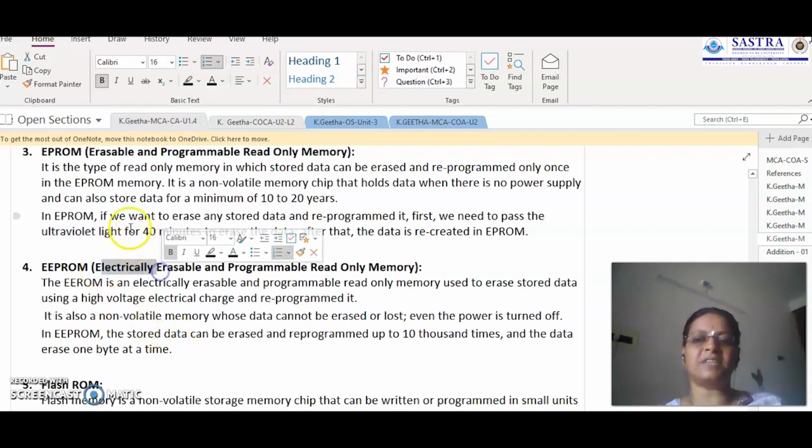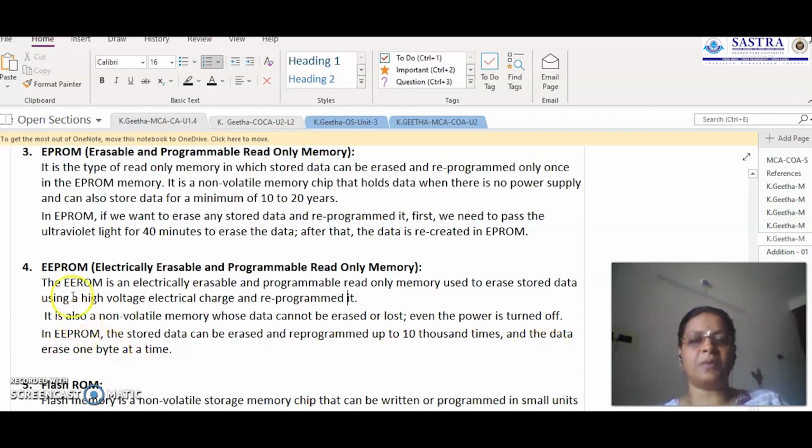Next comes electrically erasable. In the previous case, we discussed ultraviolet erasable, whereas here it is an electrically erasable type of memory. It is also non-volatile, and the data cannot be erased even if the power is off. But if we want to erase and reprogram it, we can erase it by applying electrical energy. The stored data can be erased, and we will not be doing this very often, and it can be reprogrammed any number of times. The data will be erased only one byte at a time, byte by byte.